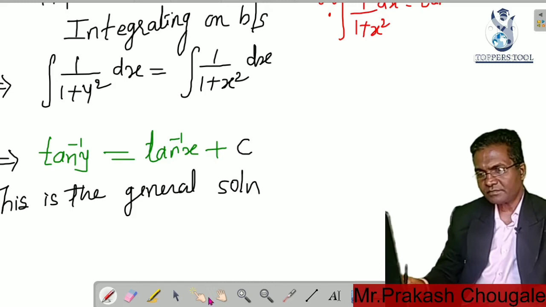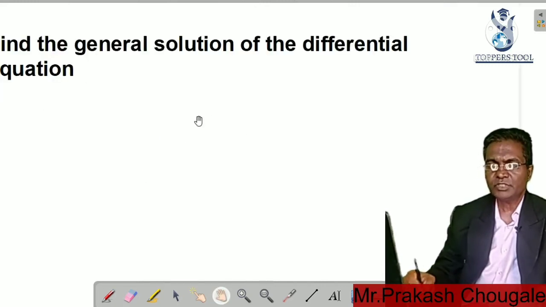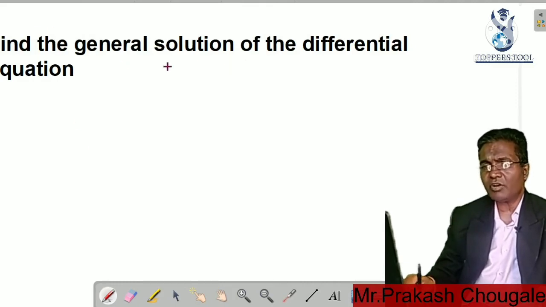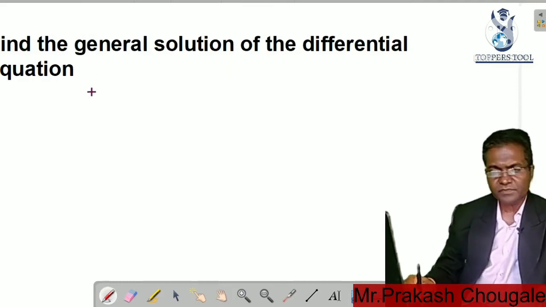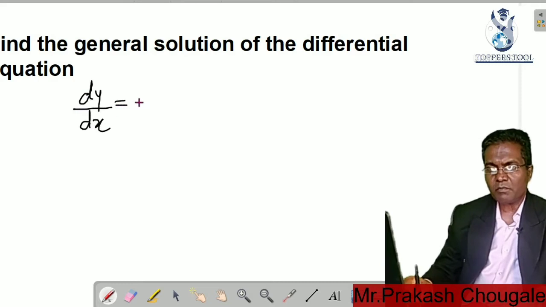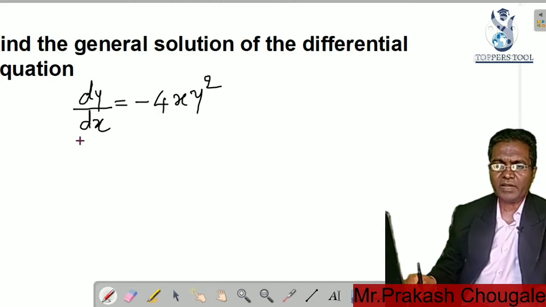Okay, let's have another example. Solve, or find the general solution of, the differential equation dy by dx is equal to minus 4xy square.